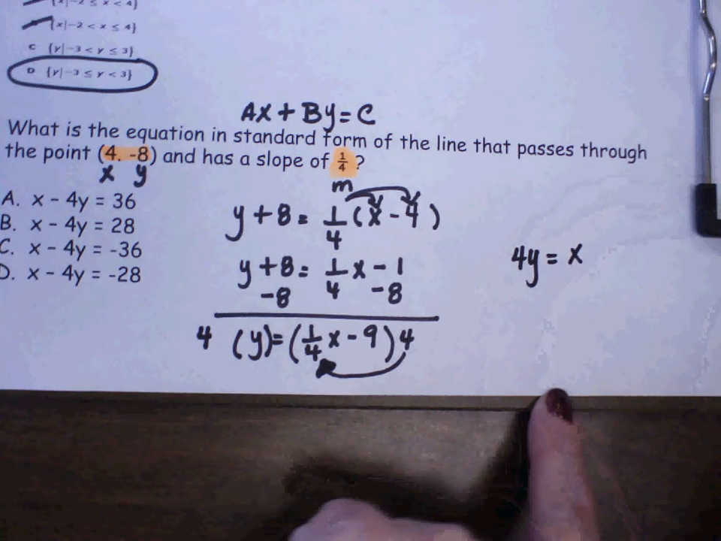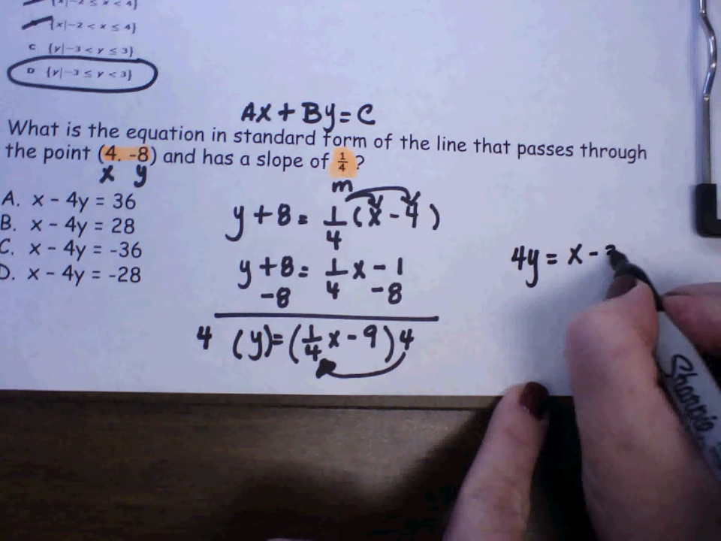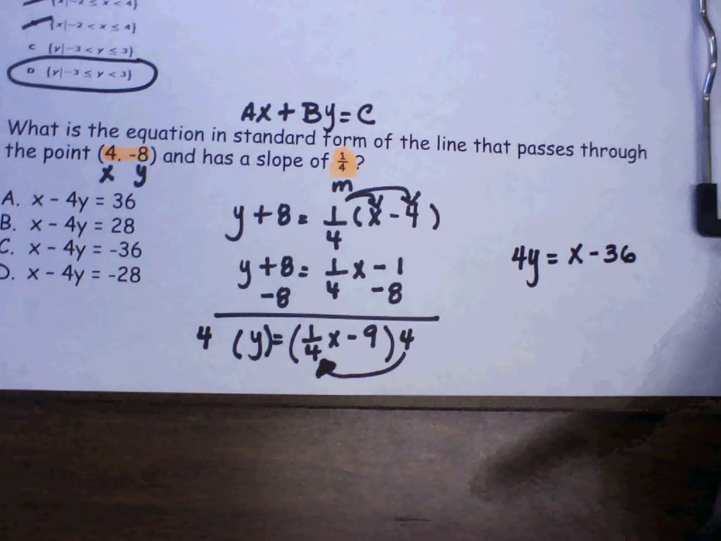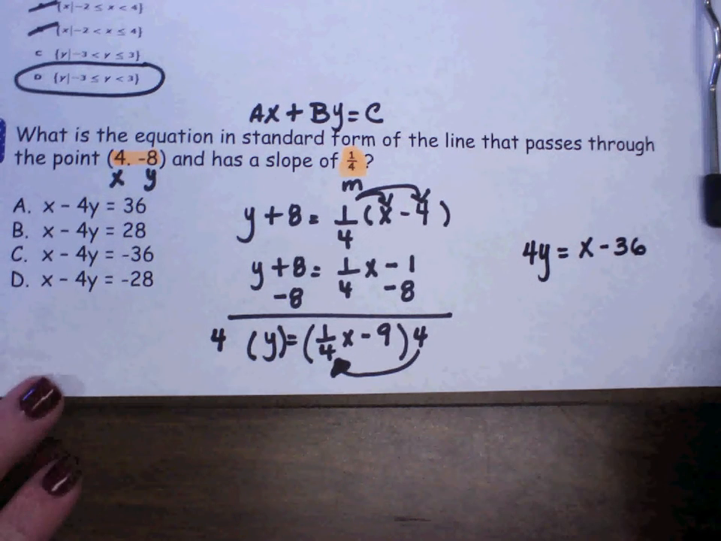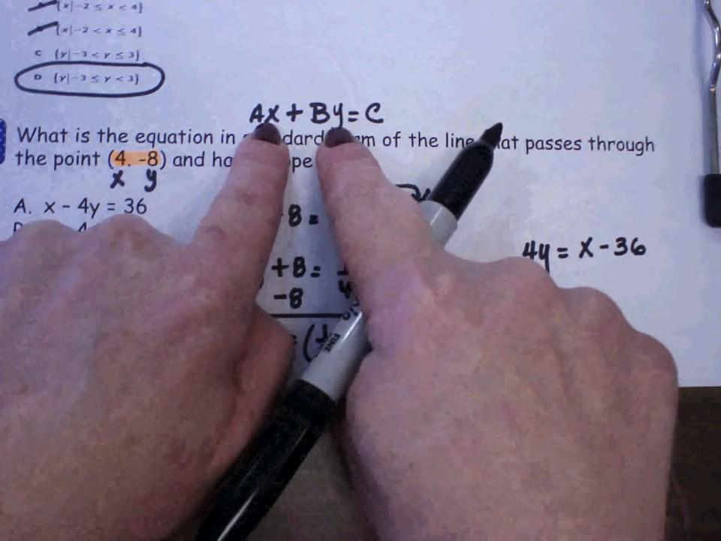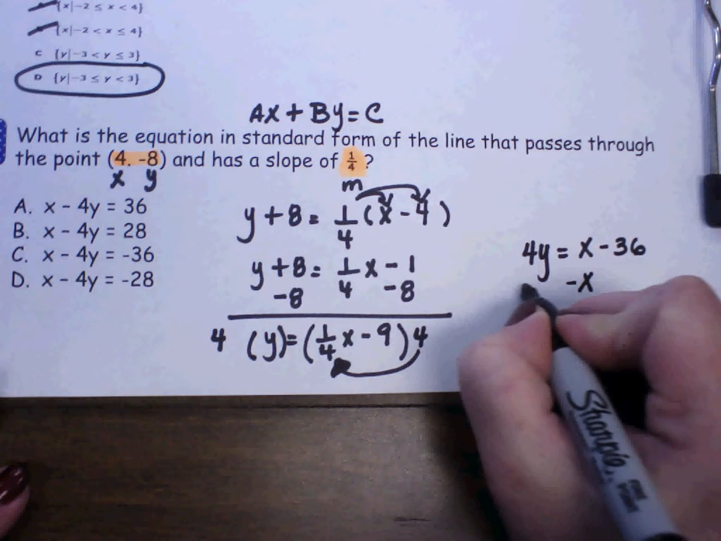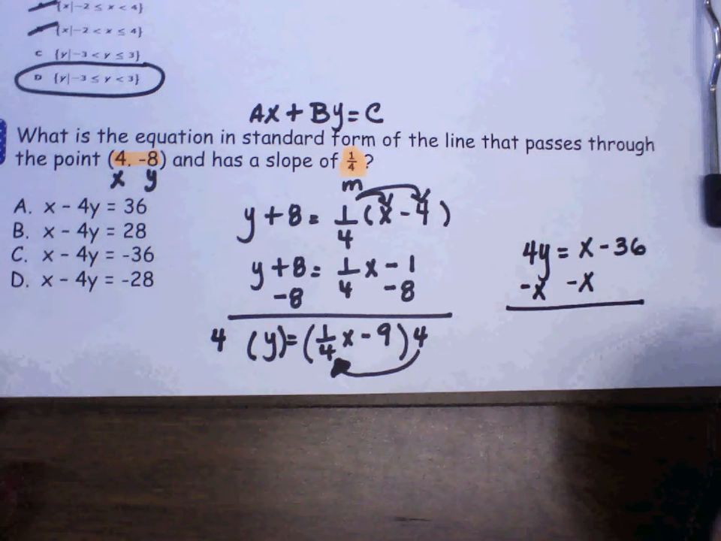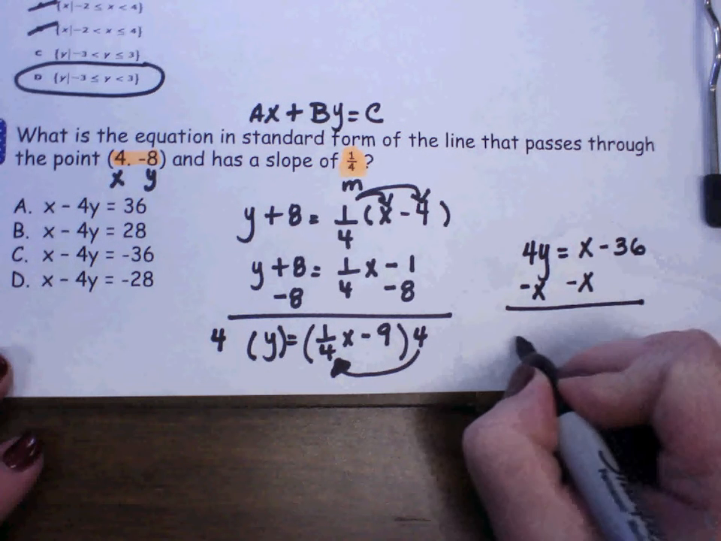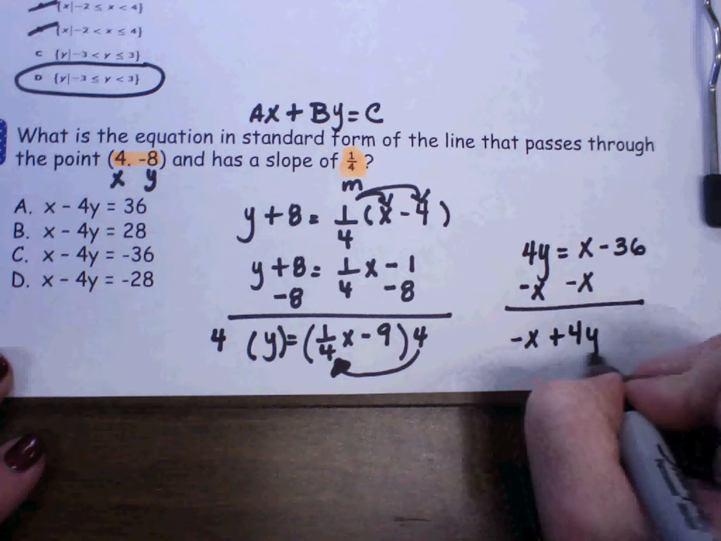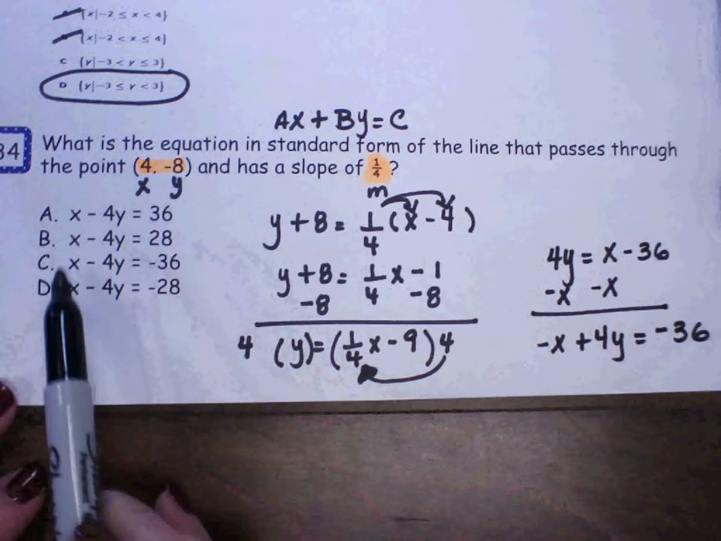Cancels out and you get an X, right? And then what is 4 times negative 9? Negative 36. I still haven't finished. I have to do one more thing. Take away, no, not divide. Take away X, because remember the X and the Y need to be on the same side, right? This is standard form, not point slope or slope intercept, okay? So this would be negative X plus 4Y equals negative 36.